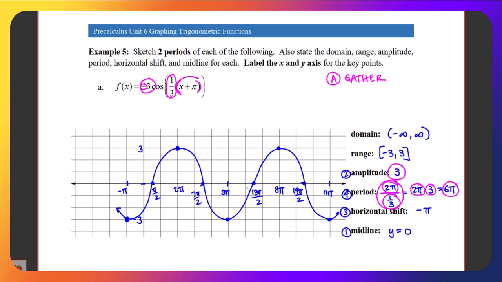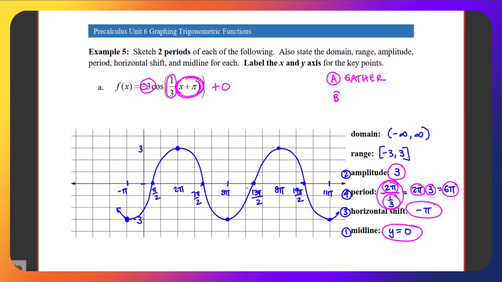Since our form for the horizontal shift is x minus c, this must have been x minus a negative pi, so the shift is going to go to the left pi. And since we can pretend that this is plus 0, the midline is at y equals 0.